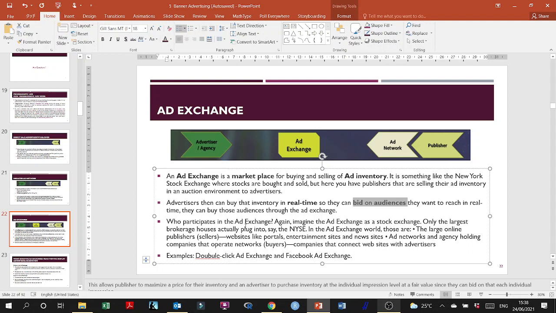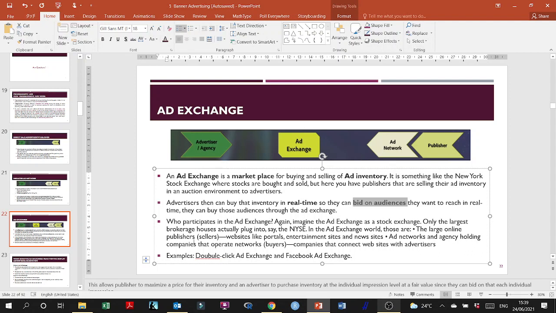Who participates in the ad exchange then? Of course, you could imagine the ad exchange as a stock exchange. Only the largest brokerage houses actually plug into, let's say, the New York Stock Exchange. So the ad exchange here works with AdSense. Through AdSense, you are actually working with the ad exchange. This is an extra layer around the ad exchange, a bigger layer that works with the ad exchange directly. You can't work with the ad exchange directly, but through a mediating layer.